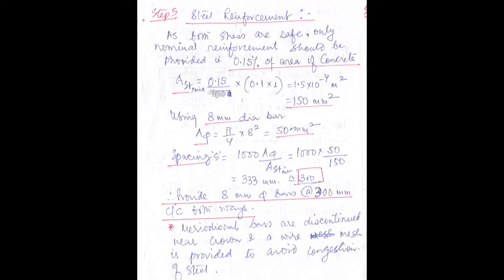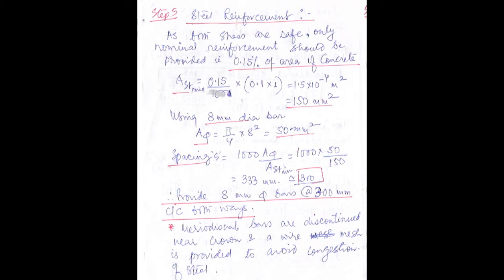Now step number 5, let us come to the reinforcement part. So first we have to design the steel reinforcement. As both the stresses are safe, only nominal reinforcement should be provided. That value is 0.15% of the area of the concrete, called the AST min, the minimum or nominal reinforcement. So 0.15% means 0.15 by 100, into area of concrete, again 0.1 into 1, that means thickness multiplied by the per 1 meter unit length.